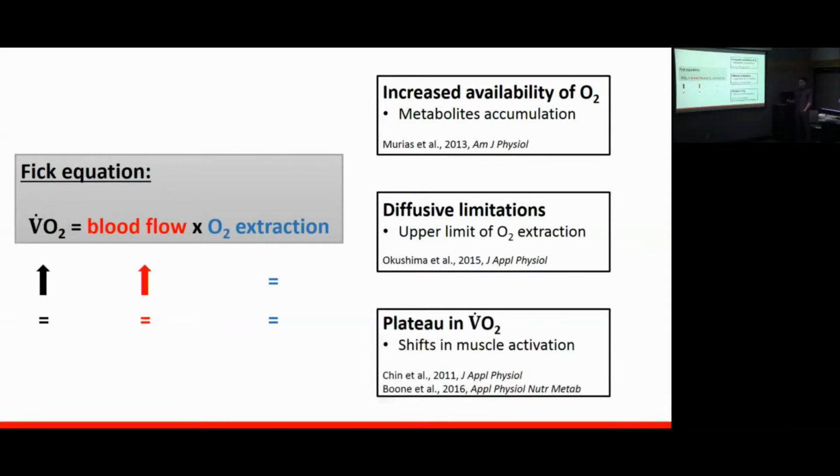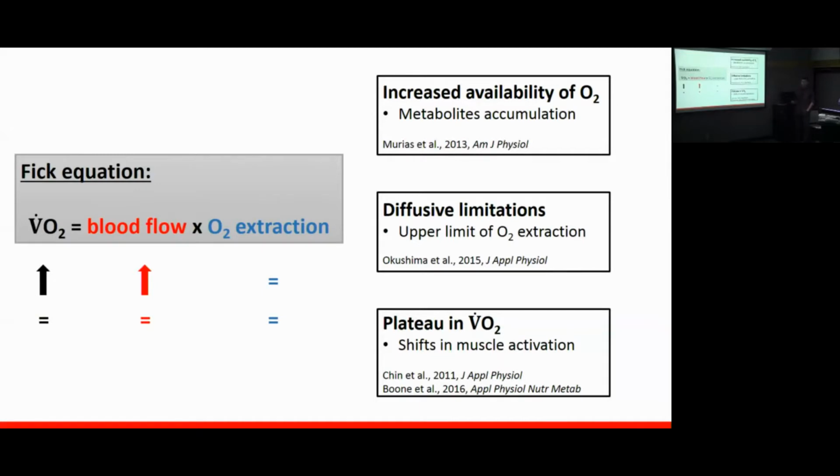And the third hypothesis is that we achieve a plateau in the VO2. VO2 cannot increase anymore due to shifts in muscle activation. So above a certain metabolic rate, we are recruiting more muscles, such as gluteus or the rectus femoris itself, or we are recruiting different fiber types, so not anymore only type 1 fibers, but also type 2 fibers, which would use less oxygen, according to this.